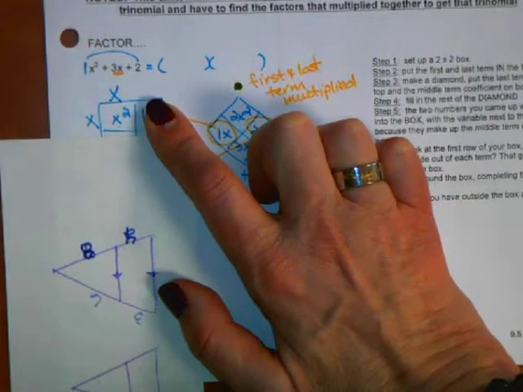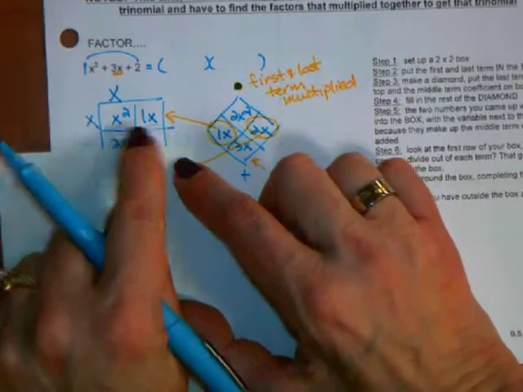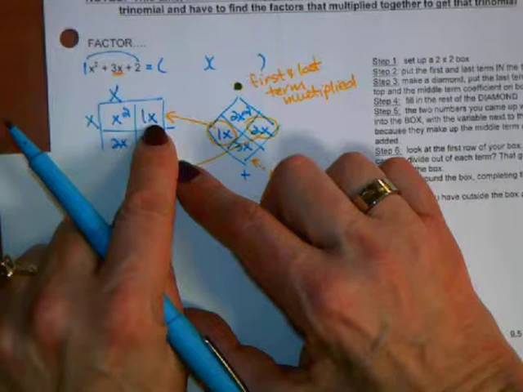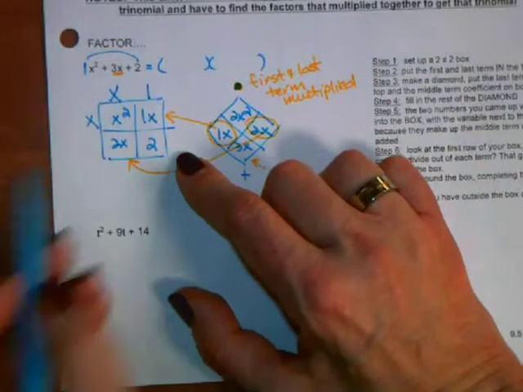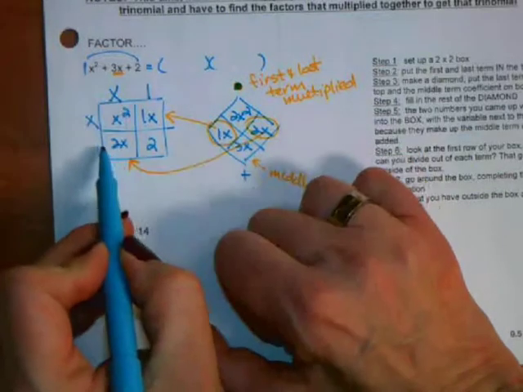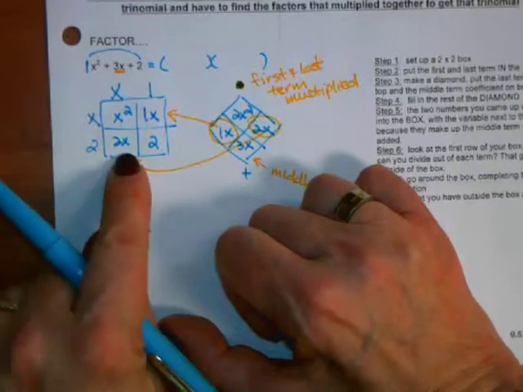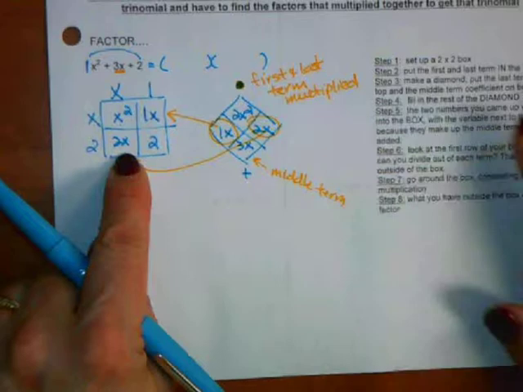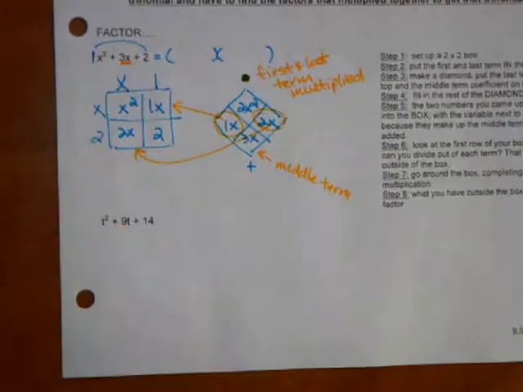It seems like a lot to remember, but it's quick once you get going on it. Then you go to this box. x times what gives me 1x? That 1 goes here. In this box is 2x. x times what gives me 2x? 2 times x gives me 2x. And then you always check that 2 times 1 equals 2. So you're kind of just filling up the outside. We're done. We have the factors.